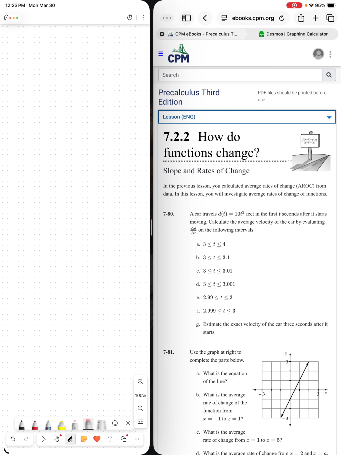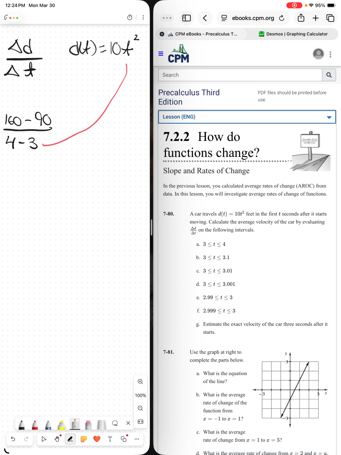So we have delta D over delta T, that's distance over time. We know we have a time of 4 to 3. How do we get D? You actually have to plug it into the equation. So we plug in 4: 4 squared is 16 times 10 is 160. 3 squared is 9 times 10 is 90. So we plug in 4 and 3 into the function, square it, and then multiply by 10. Once we get those, we can say this is 70 over 1, or 70 feet per second.